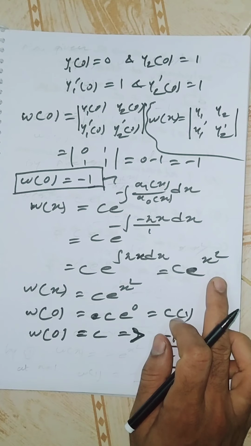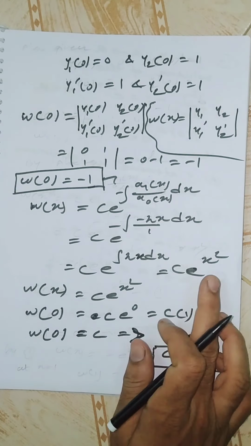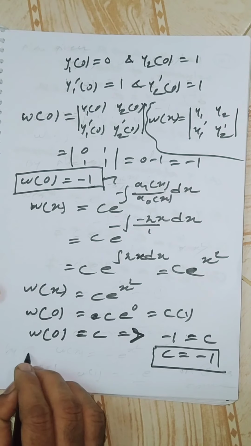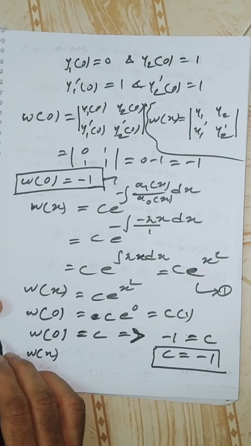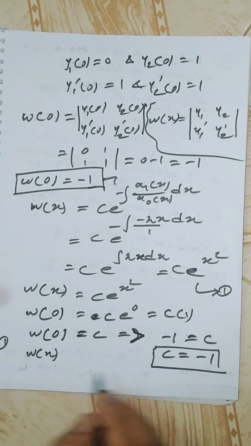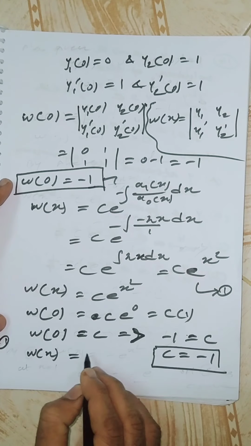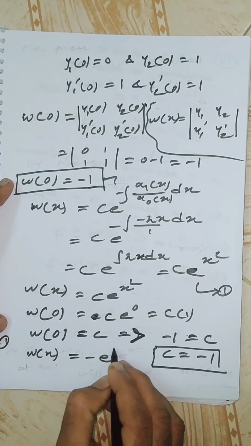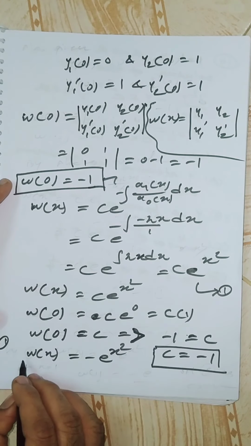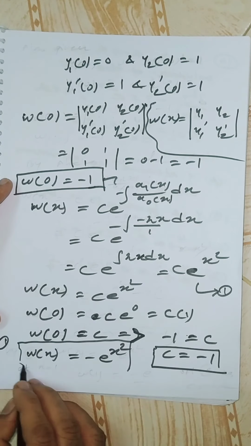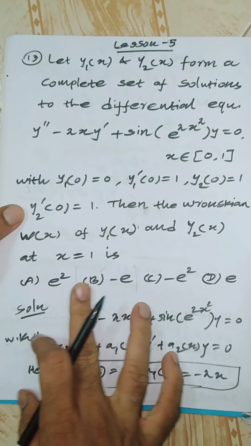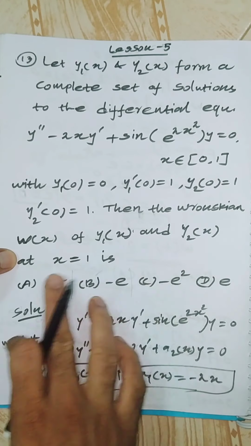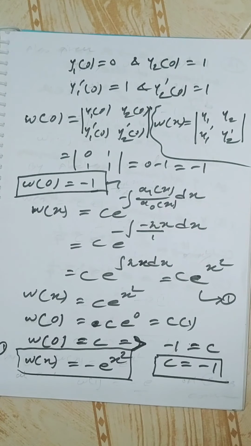So substitute here. What are you getting? W of x. So substituting the c value in the first equation, W of x equal to minus e power x square. So this is our required W of x. But what exactly are they asking? Avanga enna kekkranga pathinga na, exactly W of x, y1 and y2 of x at x equal to 1. And the point la kekkranga. Now we are finding at x equal to 1.